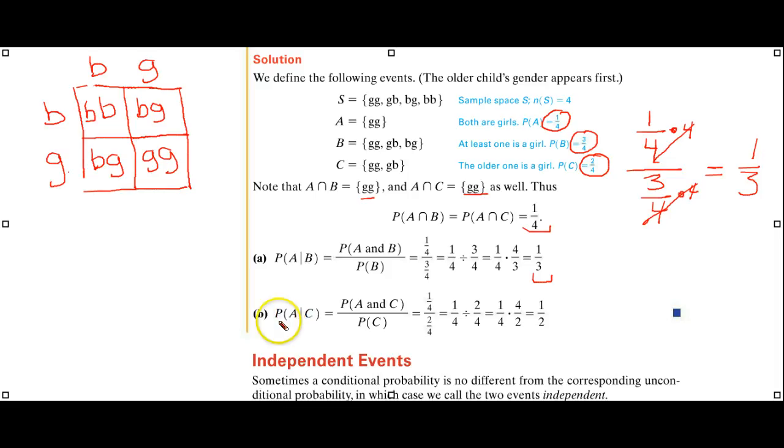Now in dealing with item B, the probability of A given C, which is again 1/4 divided by now 2/4. Again, the 4's are just going to cancel out, and you're left with 1/2, whichever way you do the computation.